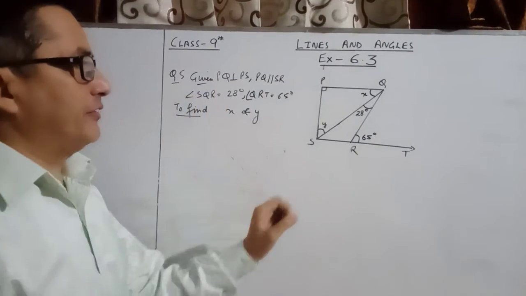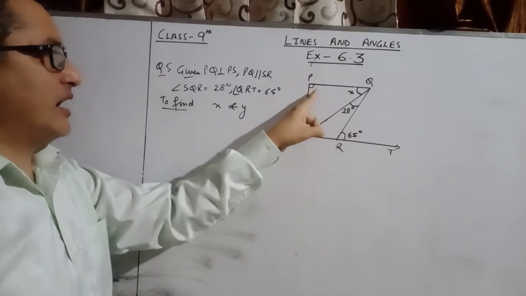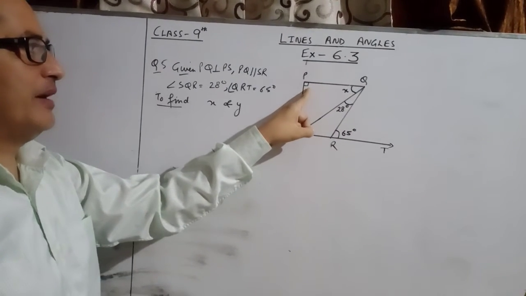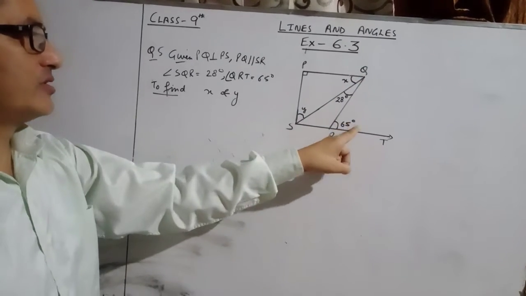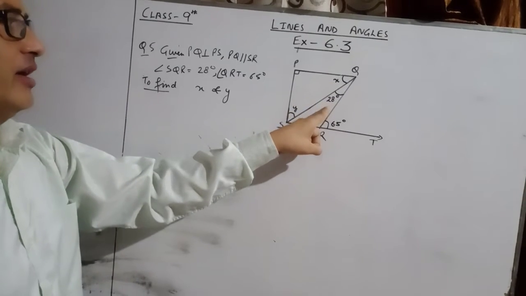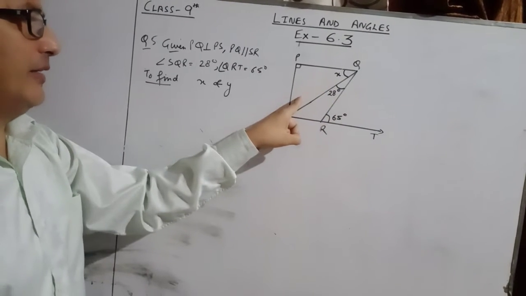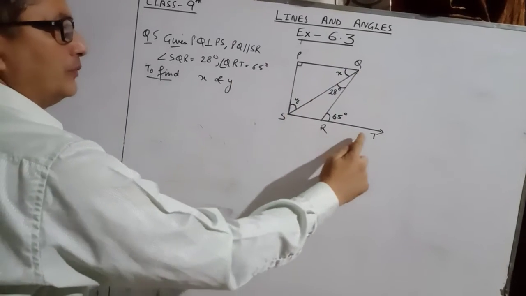In question number 5, it is given that QP and PS are perpendicular to each other, means angle P is 90 degree, angle QRT is 65 degree, and angle SQR is 28 degree. We have to find out X and Y. Now since it is given that PQ is parallel to SR.